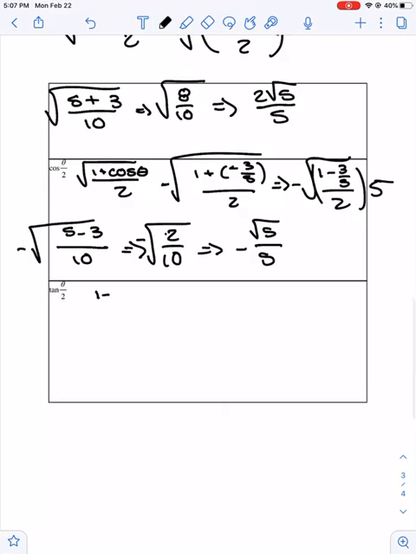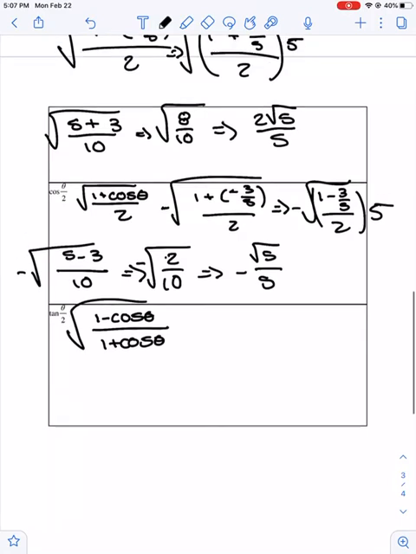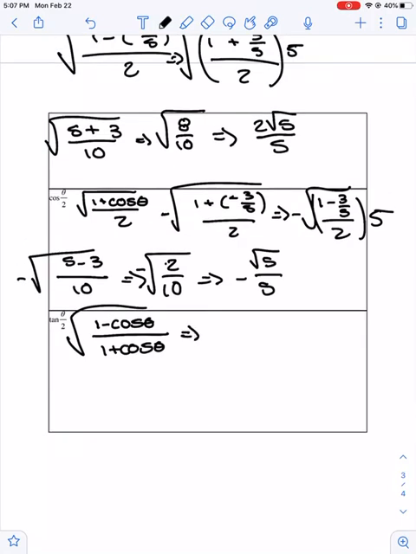tan theta over 2. We're going to go through the same steps. So let's write down the formula. Square root of 1 minus cosine theta over 1 plus cosine theta. So that gives me, and tangent in second quadrant is negative, negative square root of 1 minus 3/5 over 1 plus negative 3/5.